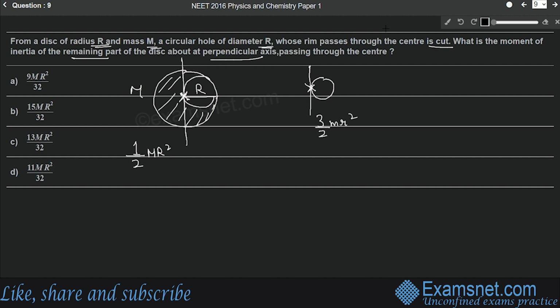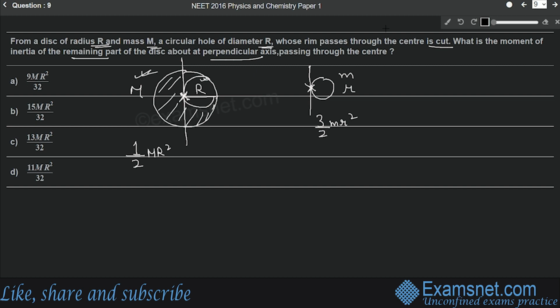Here I am writing small m and small r because I am assuming that the mass of this smaller part, the removed part, is small m, and the radius is small r. Now what is the value of small r and small m in terms of capital R and capital M? Because ultimately we have to find the answer in terms of capital M and capital R, right?